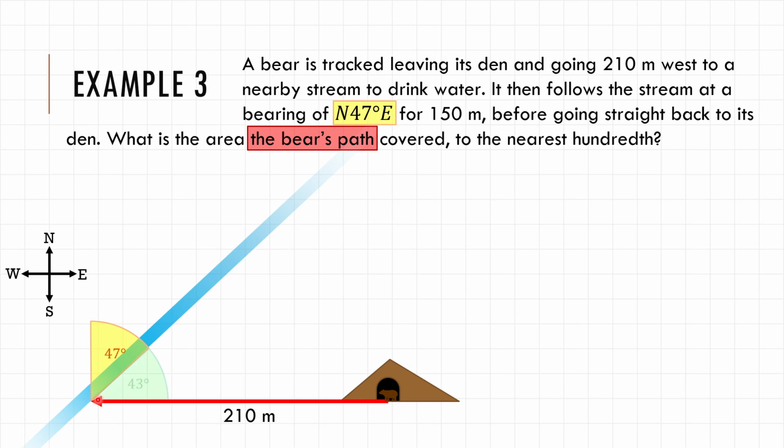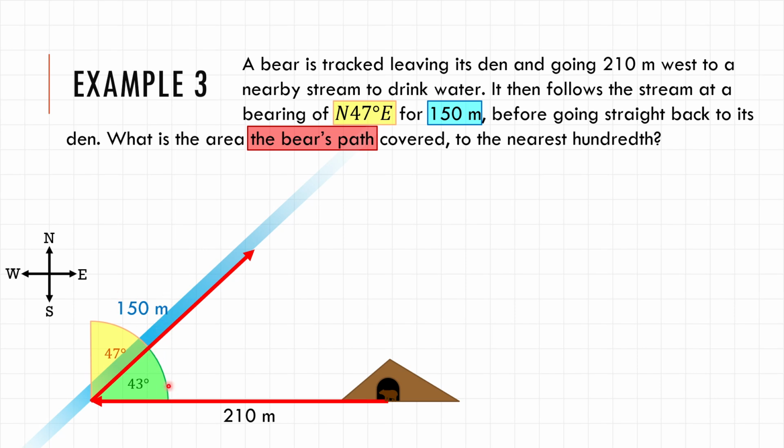From here, the bear travels 150 meters. And so we can easily recognize that 43 degrees is the angle between the bear's new path and the bear's old path where it took to the stream. And it goes along the stream in this direction then for 150 meters.